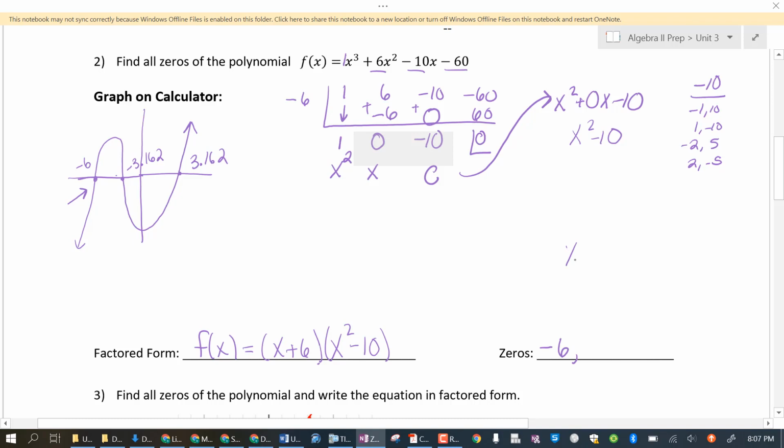Now to solve for my zeros, I already know one of my zeros is negative 6. But to solve for my other zeros, I'm going to set x squared minus 10 equal to 0. I'm going to add 10, and so I'll get x squared equals 10. 10 does not square root, so I'm going to get that x is equal to plus or minus the square root of 10. And so those will be my other two zeros. Let's say we wanted to double check. I know my other two zeros were negative 3.162 and 3.162. So let's take the square root of 10 and see what we get.